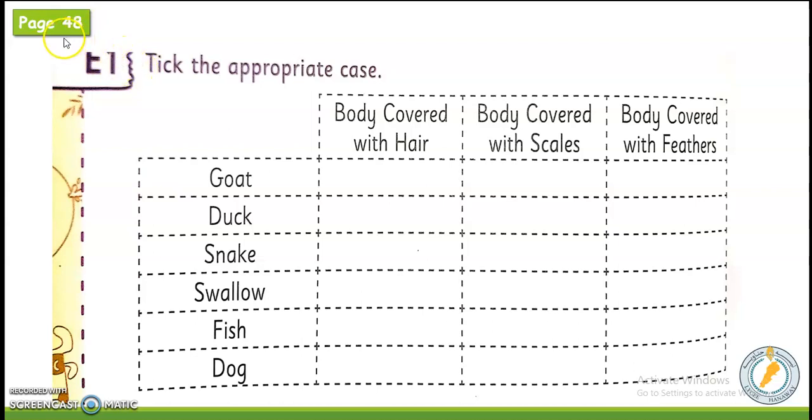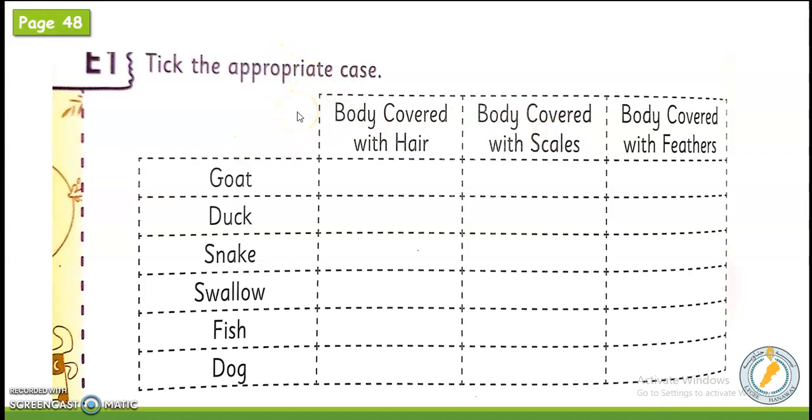So, in the science book, page 48, exercise 1. Okay, so in exercise 1, we need to tick the appropriate case. Here we have a group of animals, as you can see, and we have different body covers. So we have body covered with hair, body covered with scales, body covered with feathers. We need to tick the appropriate case.